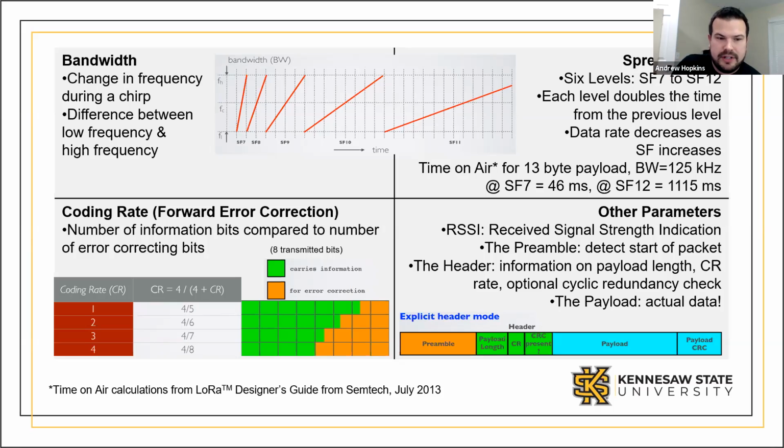LoRa does use 4 error correction coding rates, 1 through 4. 1 is the least amount of bits dedicated to error correction. With a coding rate of 4, you've got almost half and half, the amount of transmitted bits carrying information compared to error correction. And the only other thing I want to mention is the received signal strength indication, the RSSI. We all know that at the receiver, that's the level that the incoming transmission is at when it hits the receiver. Of course, you've got a preamble and your payload. The header is optional. You could set up your receiver to know what the payload length and the CR rate are, or you could send the header along with the transmission.